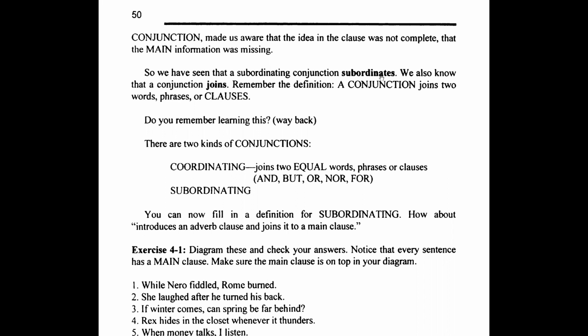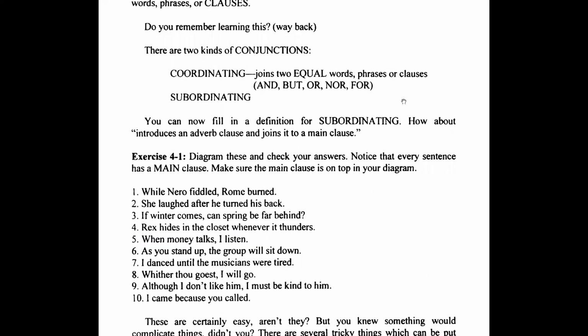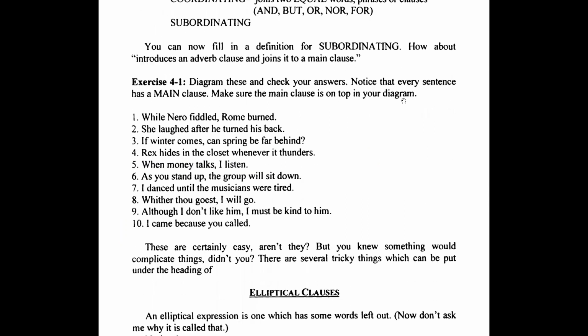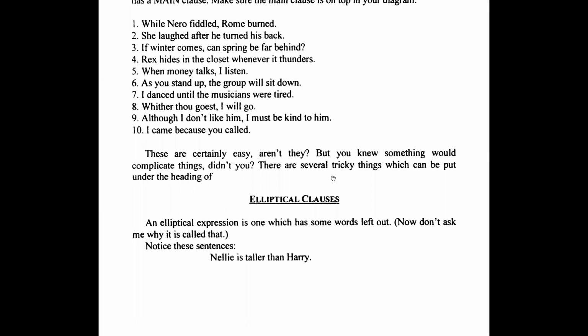Now the subordinating, she's going to give us the definition, introduces an adverb clause and joins it to a main clause. So introduces an adverb clause and joins it to a main clause. That is our definition for subordinating conjunction. Now there's one exercise on subordinating conjunctions and adverb clauses here. And you can go to the video on exercise 4.1 for an explanation of each one of these. Next, we're going to cover elliptical clauses, which are somewhat difficult, but hopefully with explanation, they won't be too difficult for you.